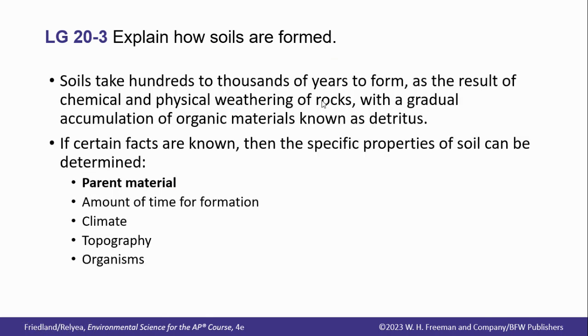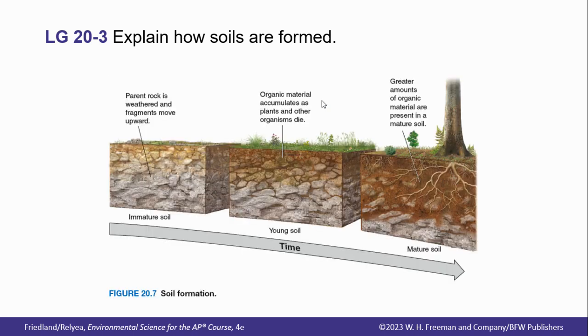Soil takes hundreds to thousands of years to form as a result of chemical and physical weathering of rocks with gradual accumulation of organic materials known as detritus. So soil takes a long time. The primary succession stage is probably the slowest part, which is soil formation. And if certain facts are known, the specific properties of soil can be determined. So what was the parent material? Was it rocks? Was it dead organic material? What was the amount of time for formation, the climate, topography, and organisms? So we can figure out what these other things are based off of just looking at the soil.